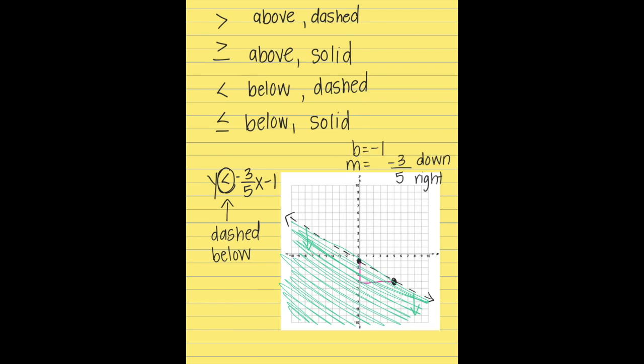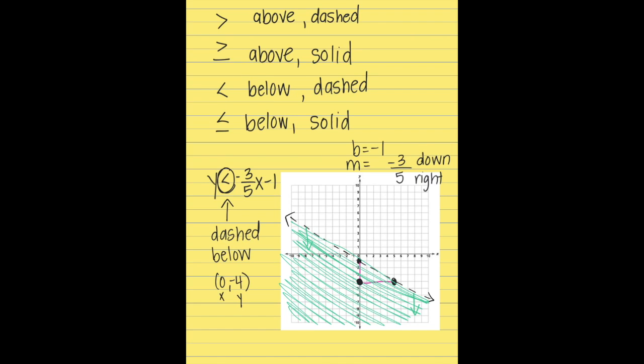Now, what do I mean by that? So I'm going to pick a point. All right, let's see. I'm going to pick the point, let's do 0, -4. Okay? So for 0, -4, this is my x, this is my y.